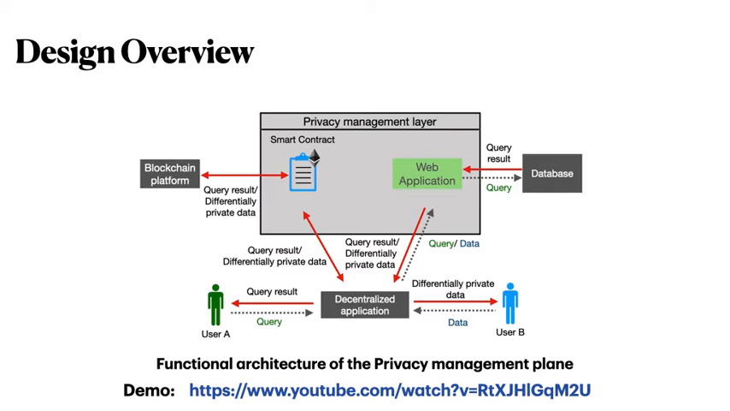Coming to user B, he is the one who's responsible for maintaining the privacy of his own data. So he needs to add the noise himself. So basically what our decentralized application does here is that it allows user B to send his data to the web application through the smart contract. And now when this data is received by the web application, it adds Laplace noise to the data and then returns the differentially private data through the decentralized app and stores it using a smart contract in the blockchain platform.